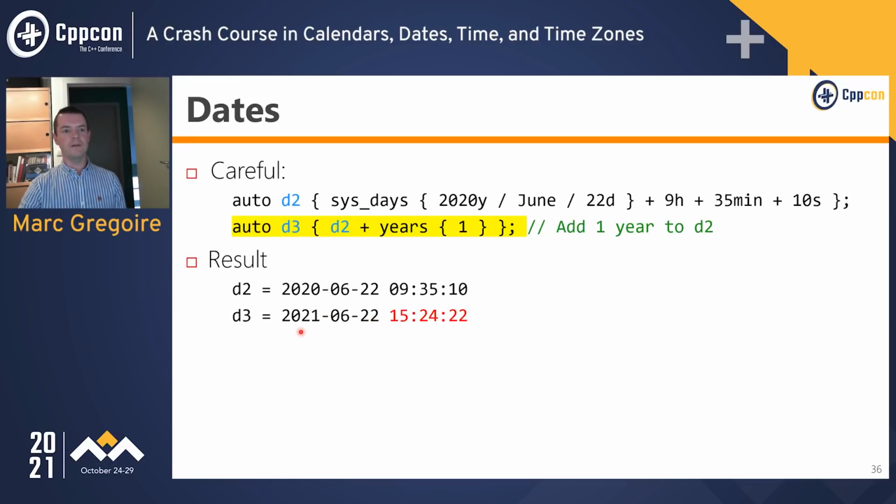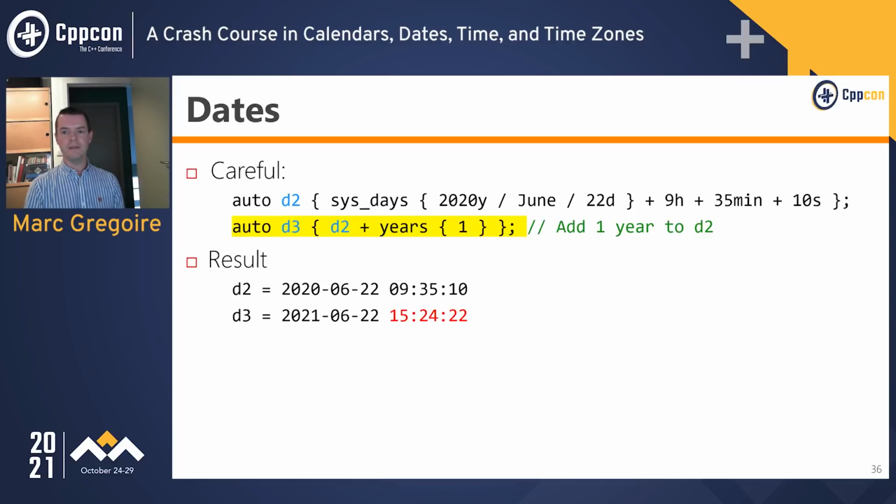If you look at the date part, you will see that indeed 1 year has been added. So it's 22nd of June 2021. However, the timestamp looks quite unexpected. And the issue here is that we are working with serial types. This sys days is a time point, and a time point is a serial type, so the date is just represented by a single number.